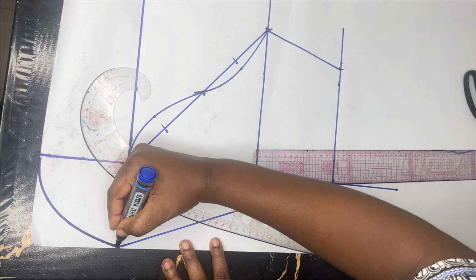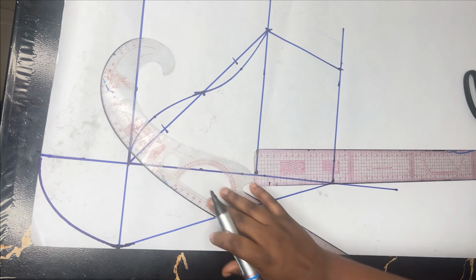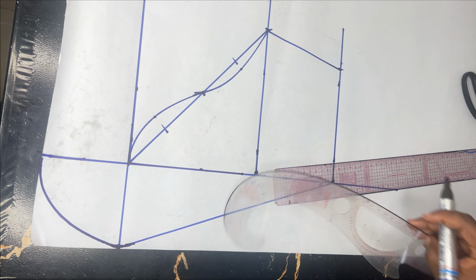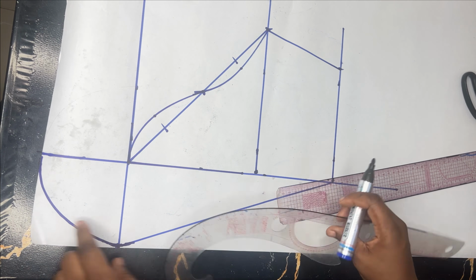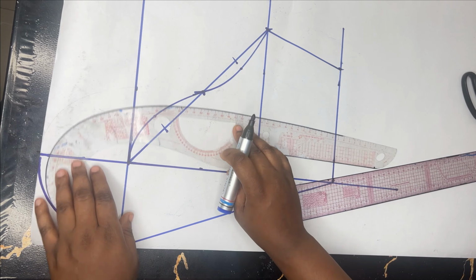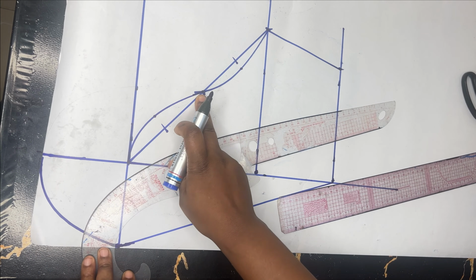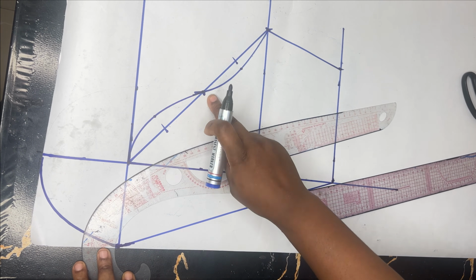So here I'll try to blend it in as much as possible. So one side is done. So the next thing now is to go ahead and create the other side. For the other side, the same way I have created this cuff, I'm going to create another cuff and then link it to the center of the sleeve.